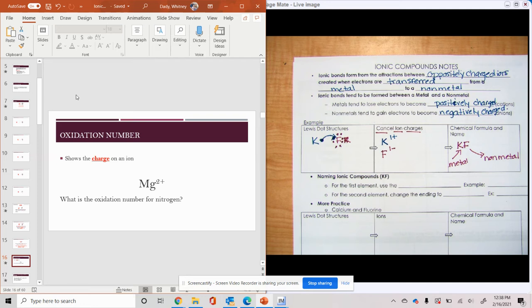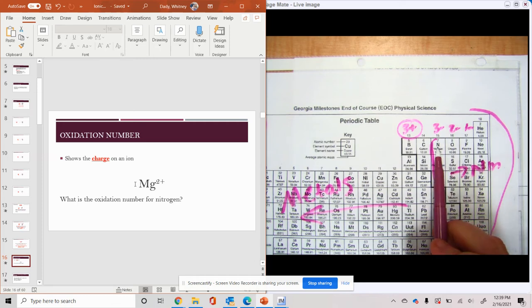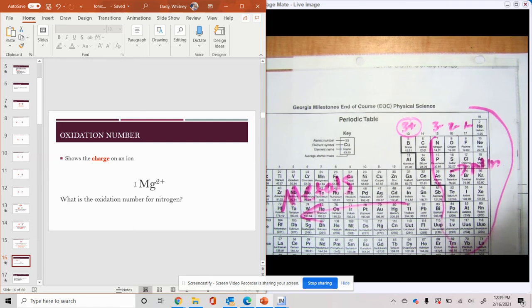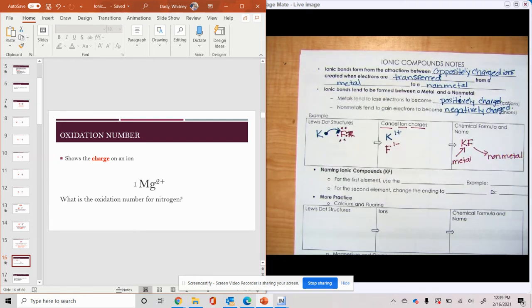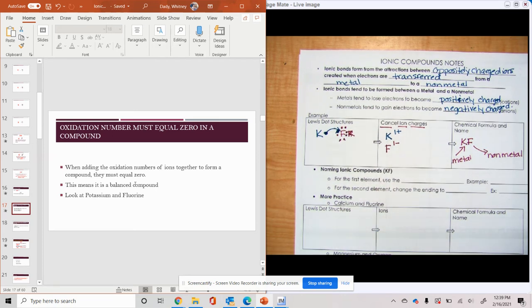Okay. And so let's review this. Your oxidation number shows the charge of an ion. So what's the oxidation number? I've got Mg2 plus. What would the oxidation number be for nitrogen? If you find nitrogen, the oxidation number is 3 minus. That's why it's important to understand what we wrote on the periodic table earlier. So when we cancel this out, it says when adding the oxidation numbers of ions together to form a compound, they must equal 0. This means it is a balanced compound. And we'll do some more practice in a second.